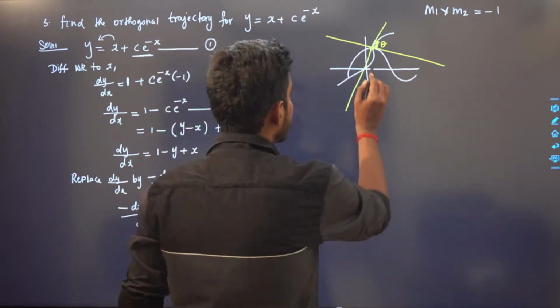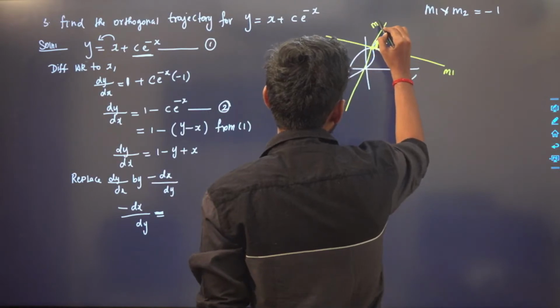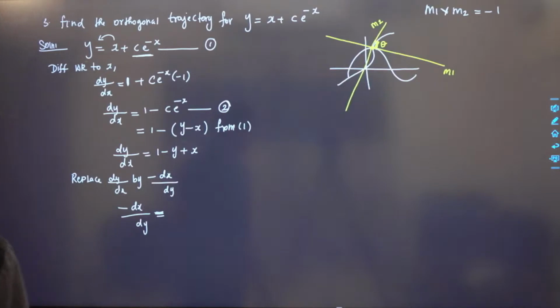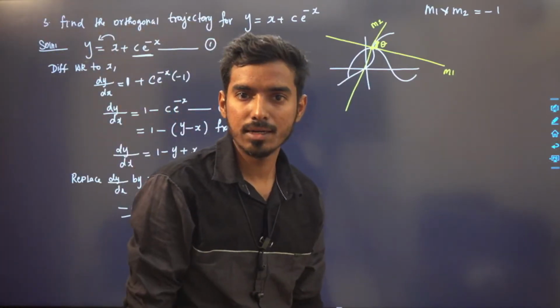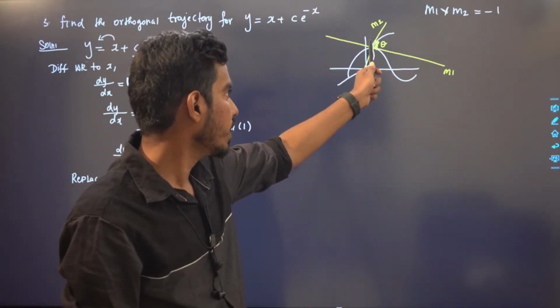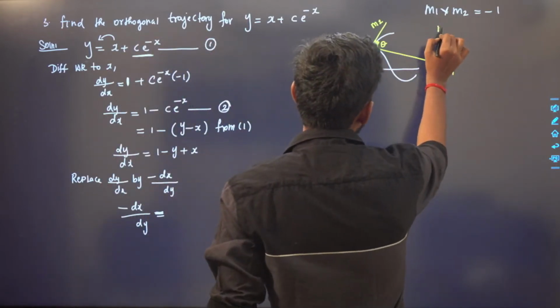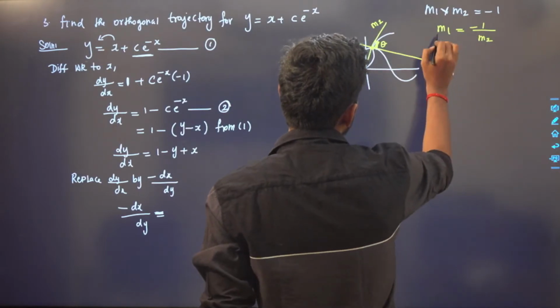So suppose these two cut at right angles. If two lines cut at right angles, the product of their slopes is always minus 1. This is a 10th standard level problem. So the slope of the curve at this point and the slope of the curve at that point multiply to give minus 1. That means the slope of the first curve is minus 1 by m2, right? So what is the slope of the first curve?